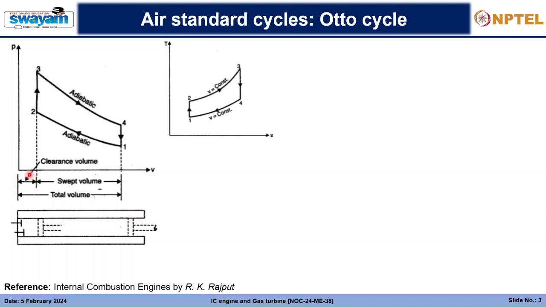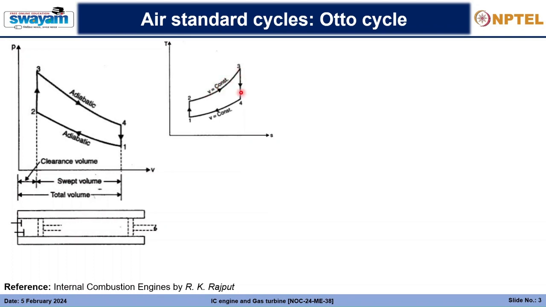So that's the thing, and this is the TS diagram. 1 to 2 is simply an isentropic process, so adiabatic, isentropic means entropy constant. Then 2 to 3, V constant. So this is how the constant volume, or the isochoric process, looks.